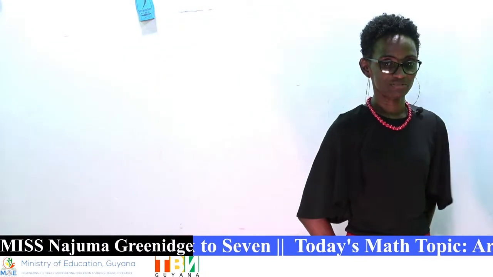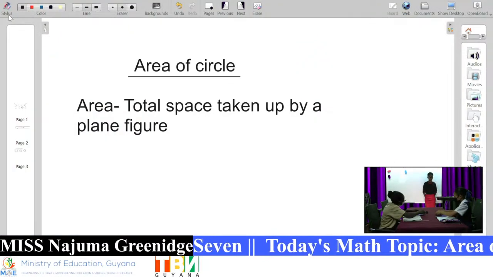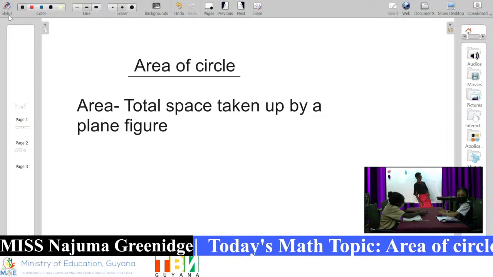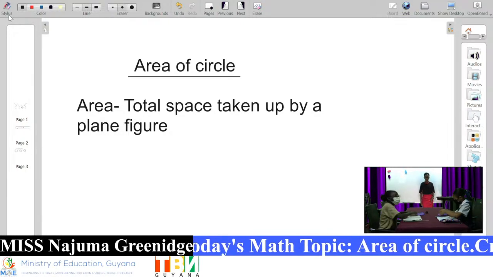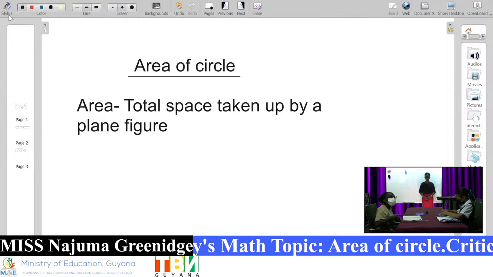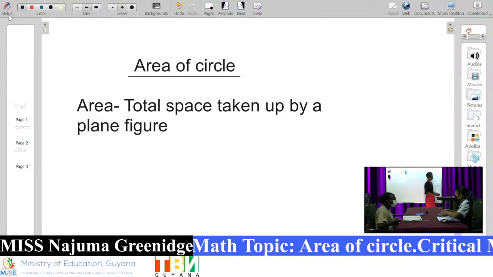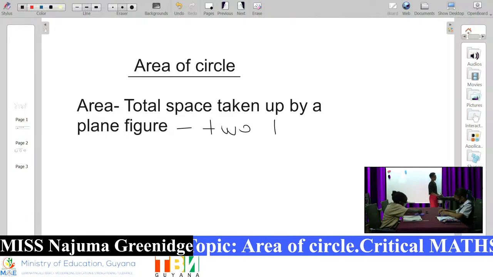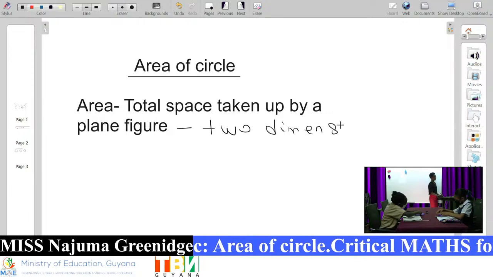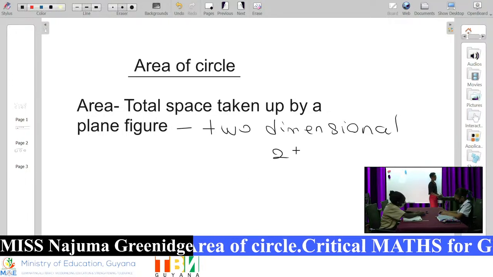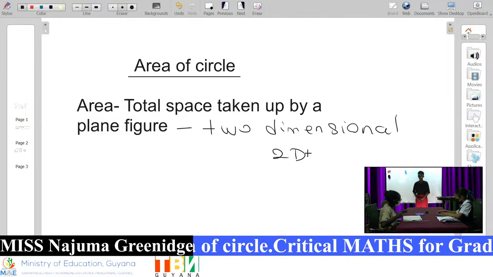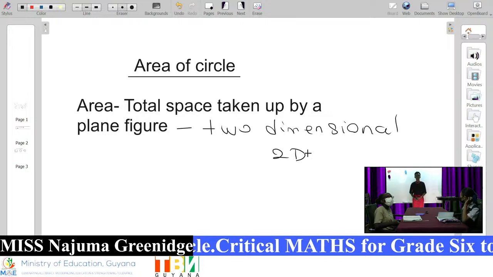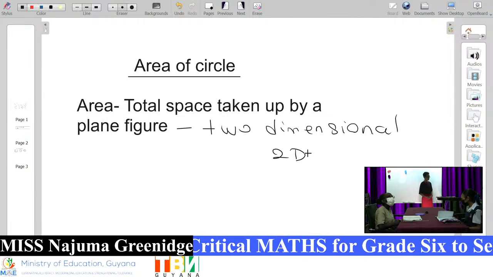So before we look at the area of a circle, let's examine what area is, right? So area would be the total space that is taken up by a plane figure. And remember, a plane figure is a two-dimensional figure, right? So let's add the word two-dimensional. Right? Or you might see 2D. So it's a two-dimensional figure because it has two dimensions, either length and width, or length and height, or length and breadth. All right? So today we are focusing on the circle.